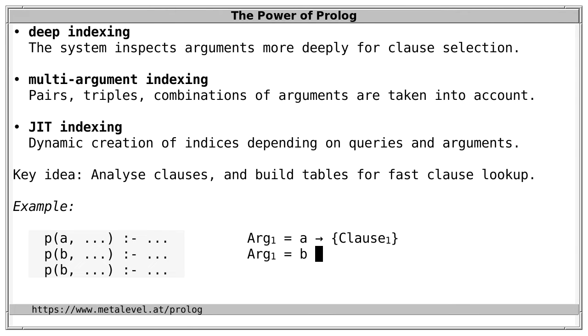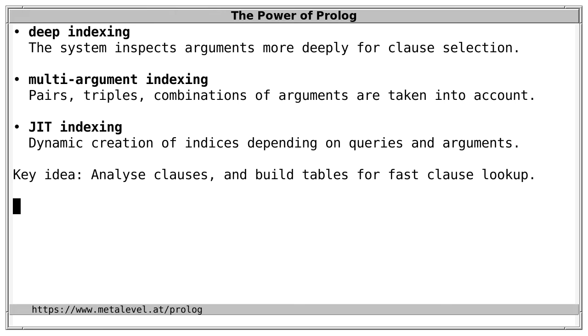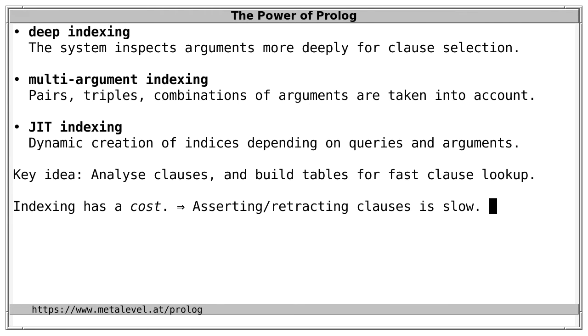And if the first argument is the atom B, then the second and third clauses are applicable. So this is one way to implement first argument indexing. And of course, on the understanding that the system automatically updates such tables as needed. As a consequence, this means that indexing has a cost, because it takes time to construct and update the hash tables when needed.